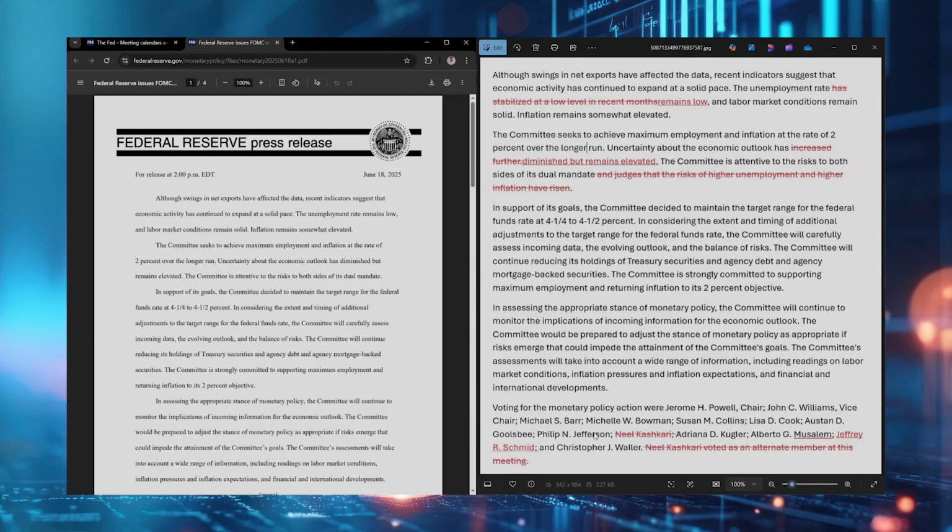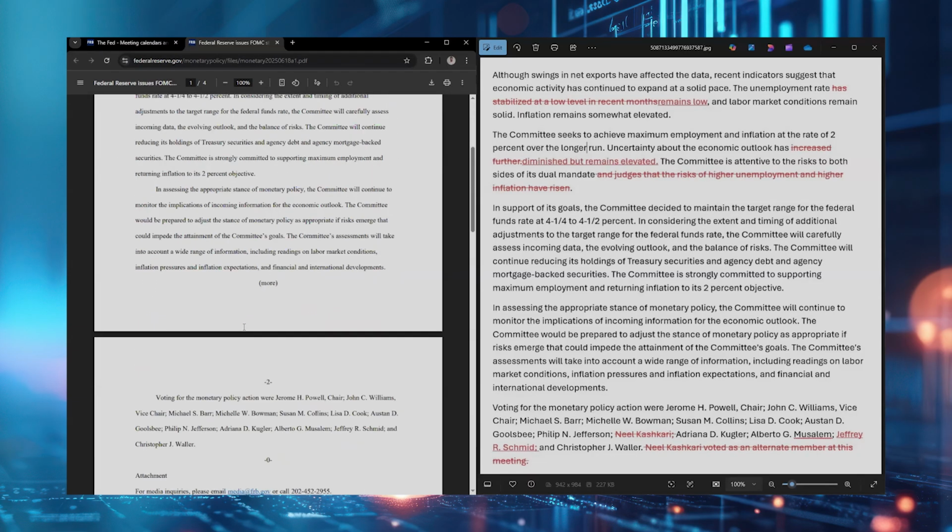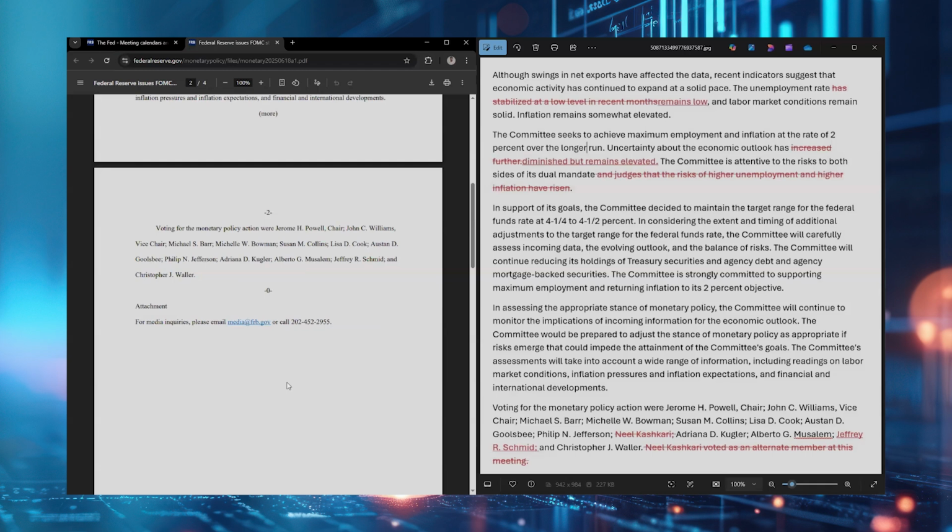And then we had a few people that were not in the voting meeting. So Neil Kashkari wasn't in there. Musalem, Jeffrey R. Smith was added, so that's not in there. And Christopher Waller, and all of those people were not here as well.